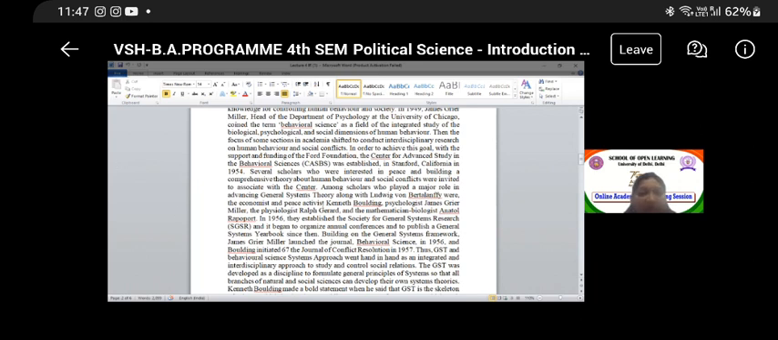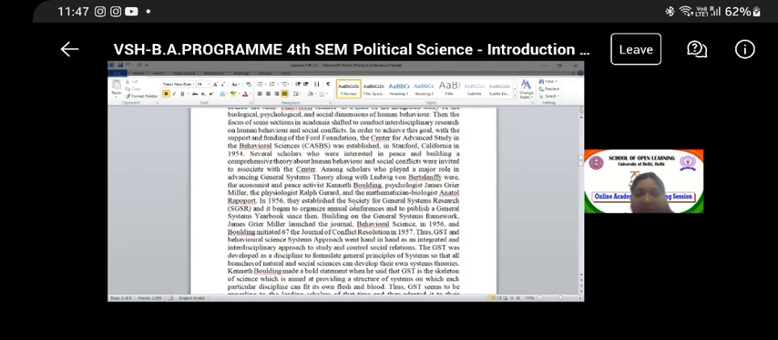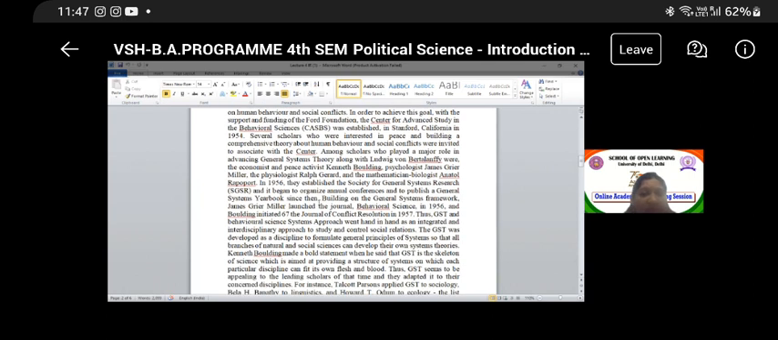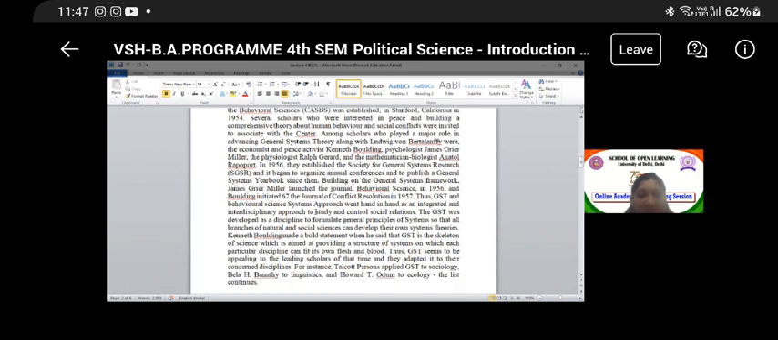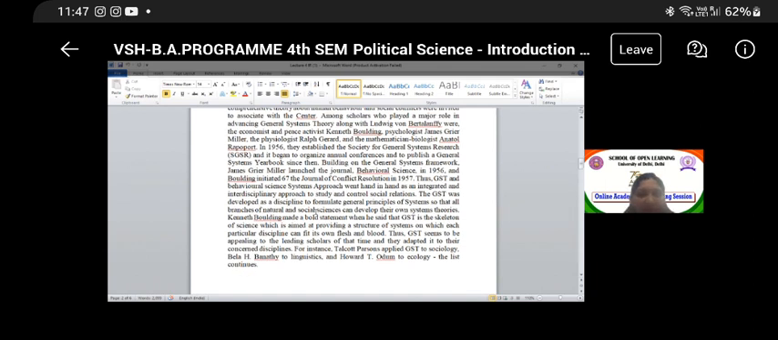Among scholars who played a major role in advancing general systems theory, along with Ludwig von Bertalanffy, were the economist and peace activist Kenneth Boulding. These are the major names within this approach, okay? Along with Ludwig, it was Kenneth Boulding, psychologist James Grier Miller, physiologist Ralph Gerard, and the mathematician Anatol Rapoport. They established the Society for General Systems Research. Now it began to organize an annual conference and to publish a general systems yearbook. Building on the general systems framework, Miller launched a journal and Boulding initiated the Journal of Conflict Resolution. Thus, GST and the behavioral science approach went hand in hand and integrated interdisciplinary social relations.